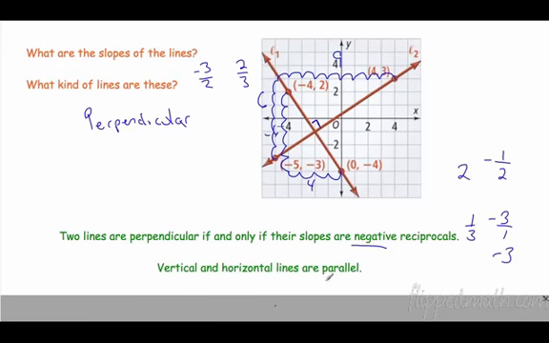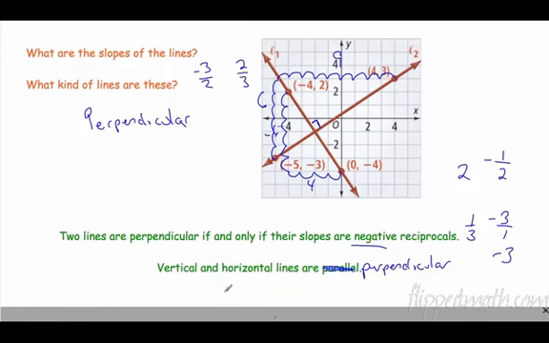Also, vertical and horizontal lines are always, that shouldn't say parallel, that should say perpendicular. Oh, come on. Sullivan, once again proving I'm not the smartest man alive.